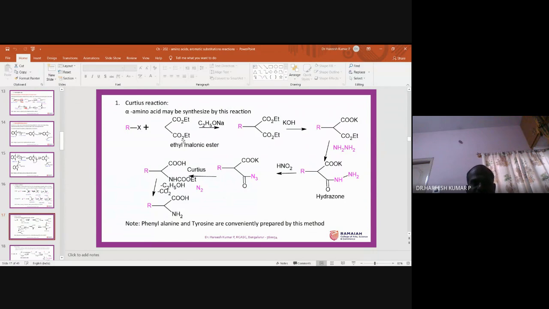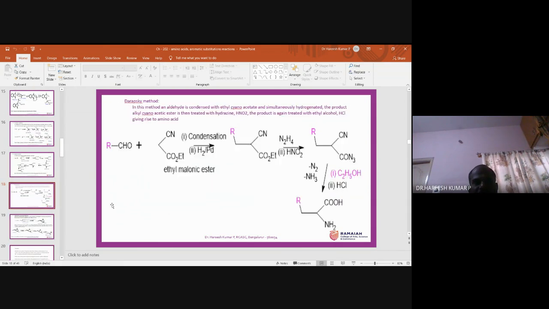So up to this, we discussed the Strecker synthesis, Curtius rearrangement, and Gabriel phthalimide method of synthesis of amino acid. So Gabriel phthalimide, Strecker synthesis, and Curtius reactions. From all these methods, it is possible to synthesize an amino acid. So with this, I will take one more method of synthesis of amino acid. That is what is called the Rapsi method.